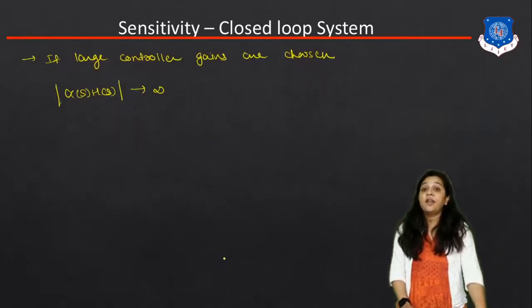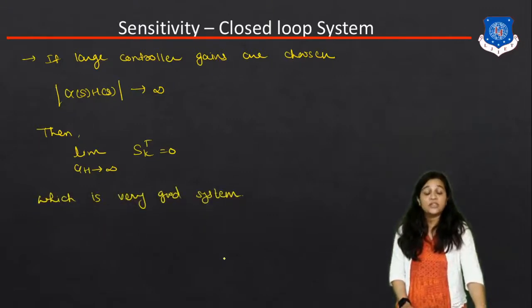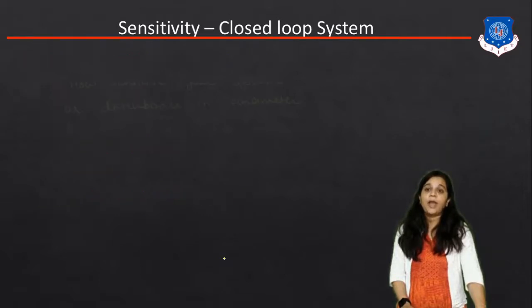If we take a large controller gain, so that the value of G(s) into H(s) tends to infinity, then as GH tends to infinity, S_K^T will be 0, which is a very good control system. But in every control system, it is not possible for the gain of the controller to be very large. So we can take a minimum controller gain, so we can get the minimum error.